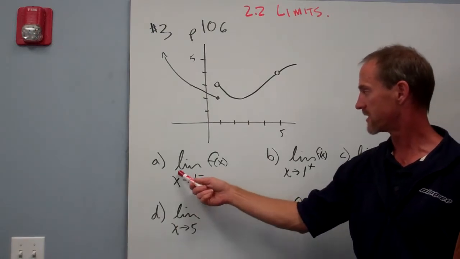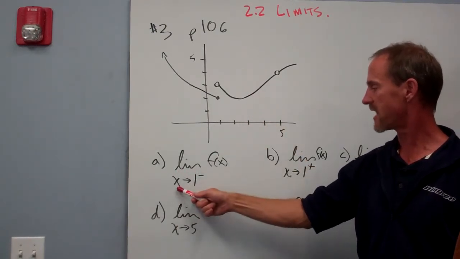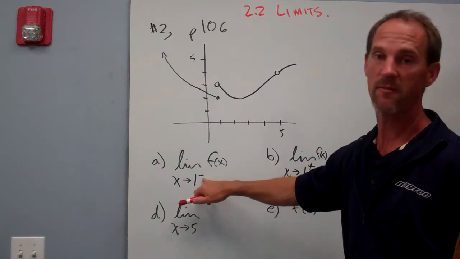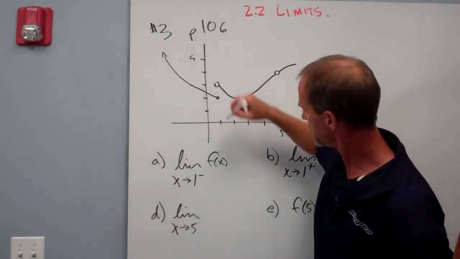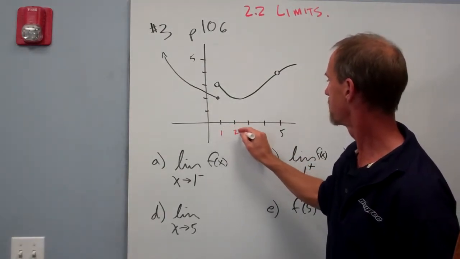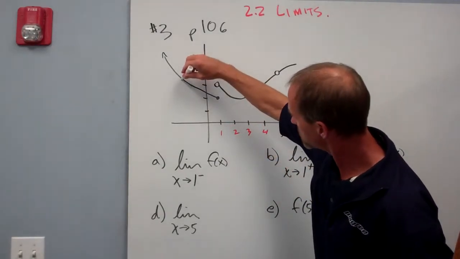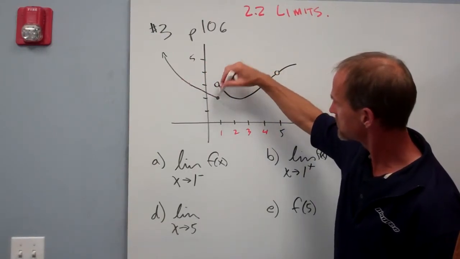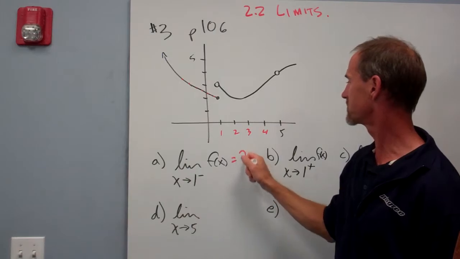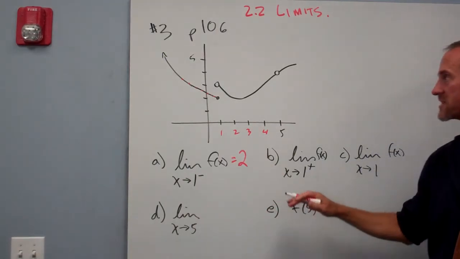We are looking at the limit of this function as x approaches 1 from the left. That minus sign means we're approaching from the left. So you have to imagine a floating point. Here is 1. And we're getting closer and closer from this hand side. What is it getting closer and closer to? It looks like it's getting closer and closer to 2. Okay? So it's as simple as that.